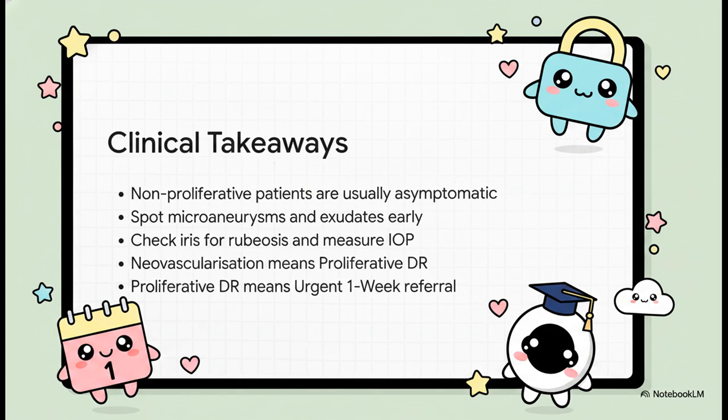Let's lock in these exam-focused takeaways with a quick, rapid-fire review so you never miss a finding. See a single microaneurysm? Monitor it. They're usually asymptomatic. Patient reports sudden blurry vision? Think macular edema. Spot new vessels on the disc? That is proliferative DR, meaning an urgent 1-week referral. And one final pro tip for the anterior eye. Always check the iris for rubeosis before you dilate and measure IOP to assess their risk for secondary glaucoma.